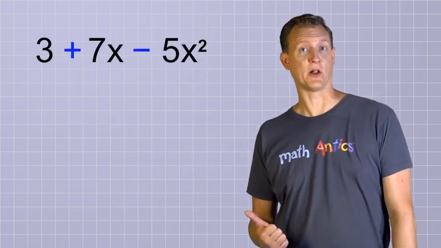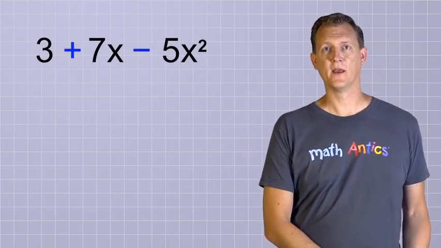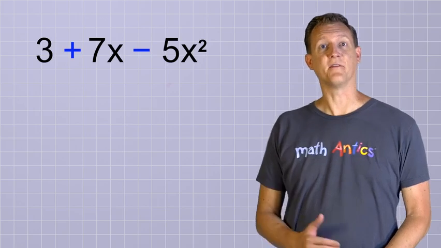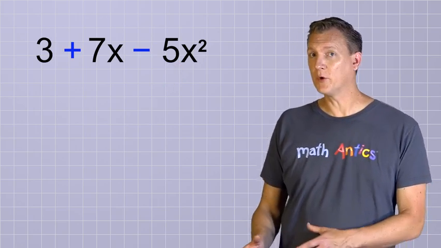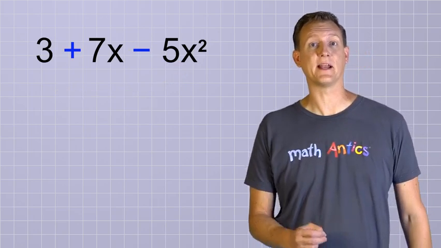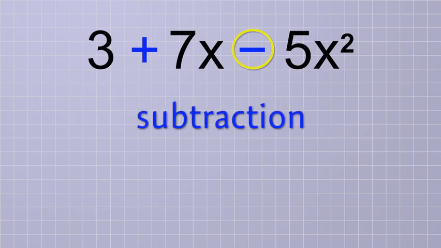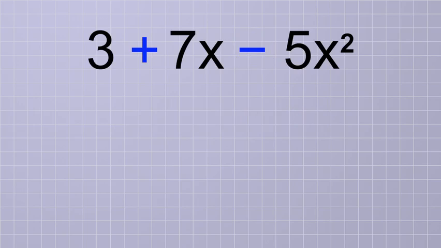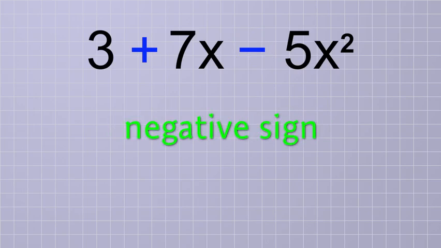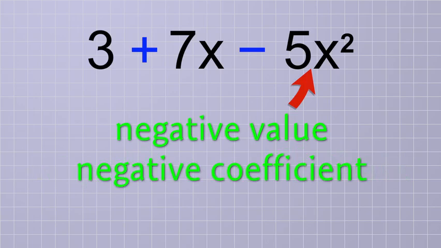And speaking of coefficients, what if we need to rearrange this polynomial so that its terms are in order from highest degree to lowest degree? The highest degree term is 5x squared. But before we just move it to the front of the polynomial, it's important to notice that it's got a minus sign in front of it. Normally, when we see a minus sign, we think of subtraction. But when it comes to polynomials, it's best to think of a minus sign as a negative sign that means that the term right after it has a negative value, or a negative coefficient.